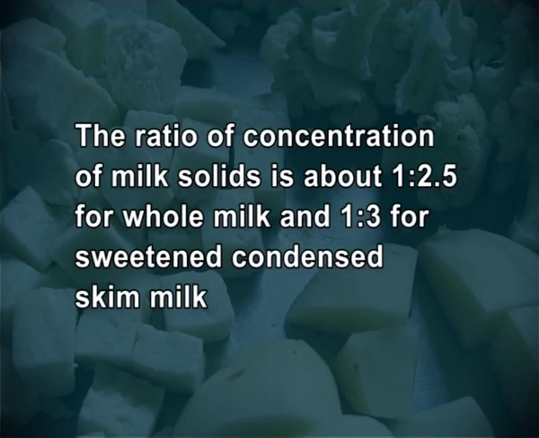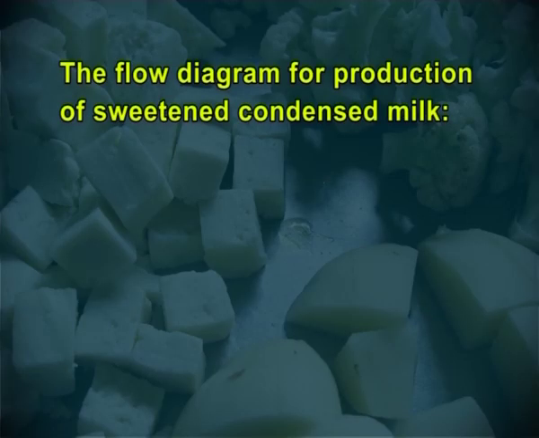The ratio of concentration of milk solids is about 1:2.5 for whole milk and 1:3 for sweetened condensed skim milk. The flow diagram for production of sweetened condensed milk is in Figure 10, which is given below. Figure 10. The flow diagram for production of sweetened condensed milk.